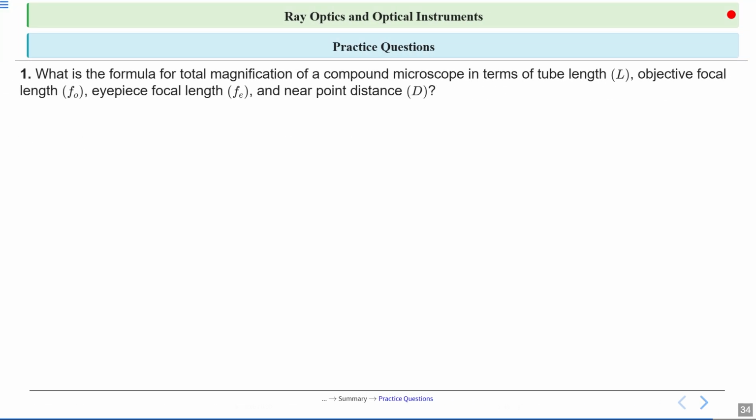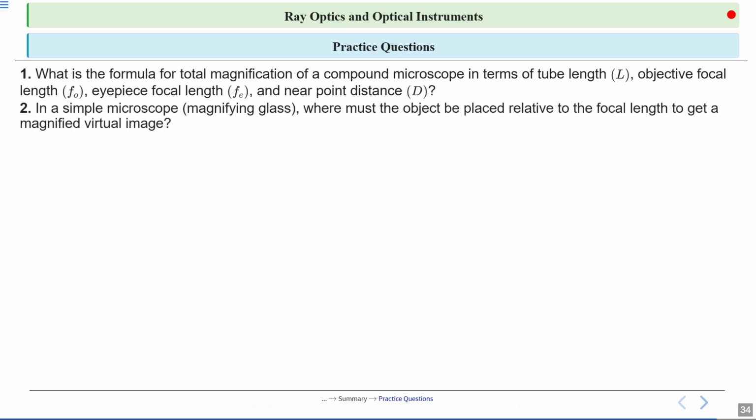So let's see the practice questions. In the first question, you have to write the formula for the total magnification of a compound microscope in terms of tube distance, objective focal length, eyepiece focal length, and near point distance. Let's reveal the next question.